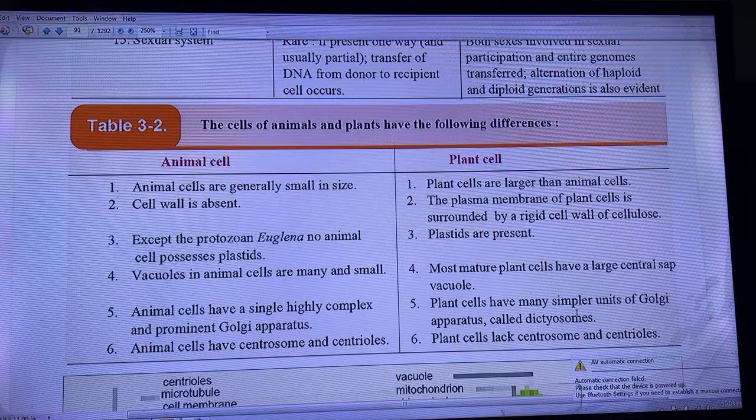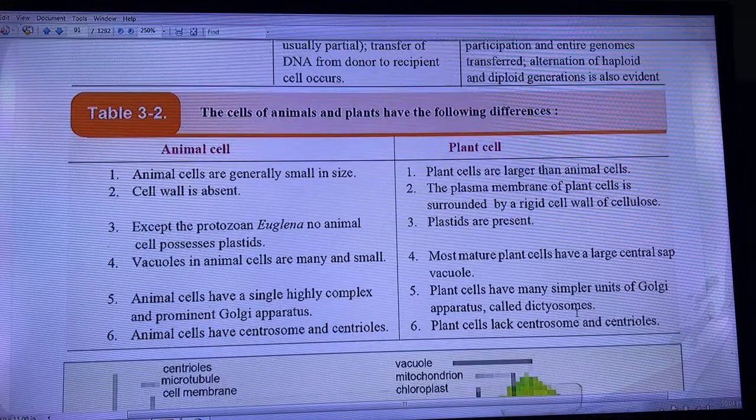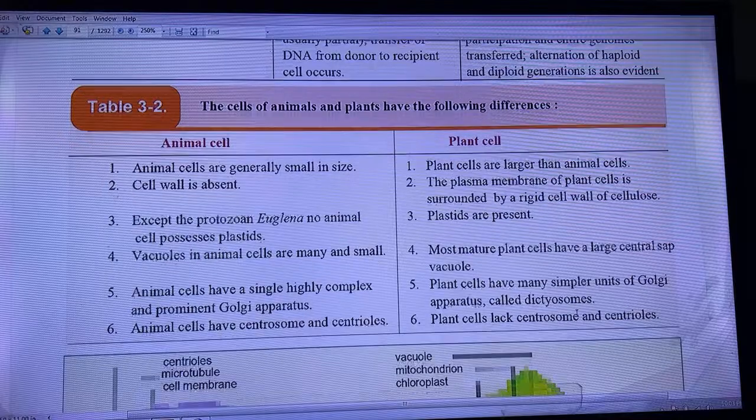Animal cells have a single highly complex and prominent Golgi apparatus. Plant cells have many simpler units of Golgi apparatus called dictyosomes. Animal cells have centrosome and centrioles. Plant cells lack centrosome and centrioles.